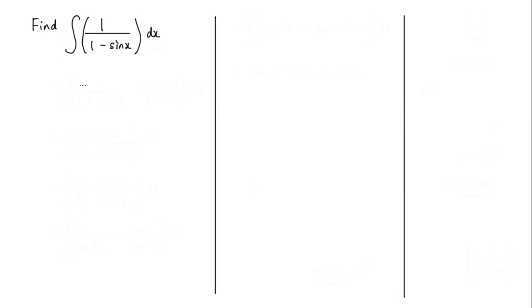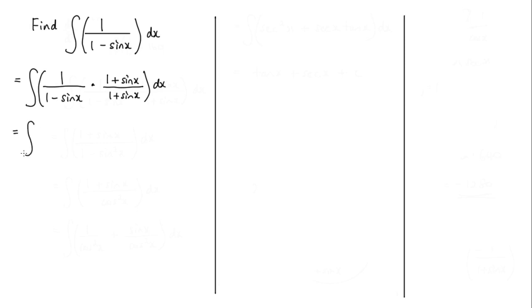In this lesson, we're going to find the integral of 1 over 1 minus sine x with respect to x. Now I'm going to start by rewriting this as 1 over 1 minus sine x. And the trick here is to actually multiply this by the conjugate of the denominator. So in other words, I'm going to multiply by 1 plus sine x over 1 plus sine x. And I can do that because this fraction here is still just 1. So I'm only multiplying this original fraction by 1.